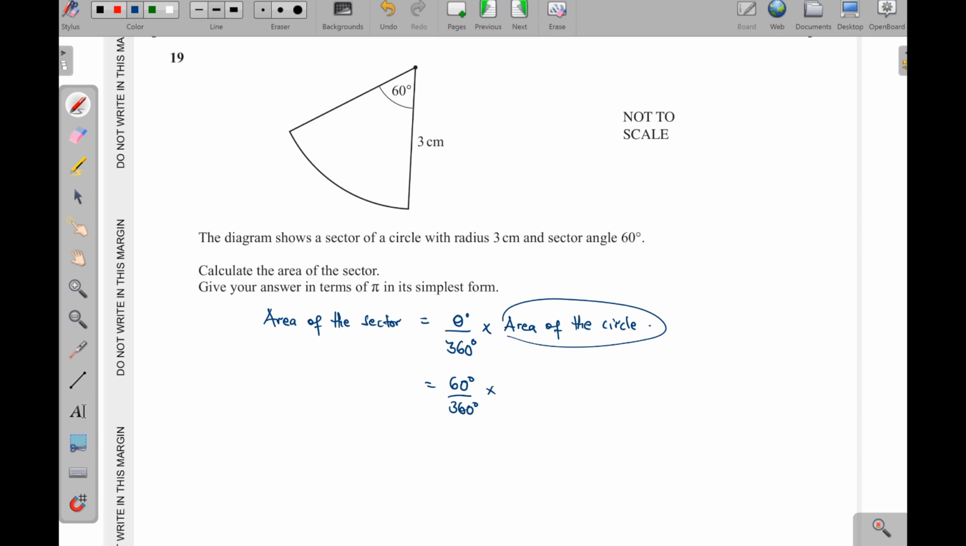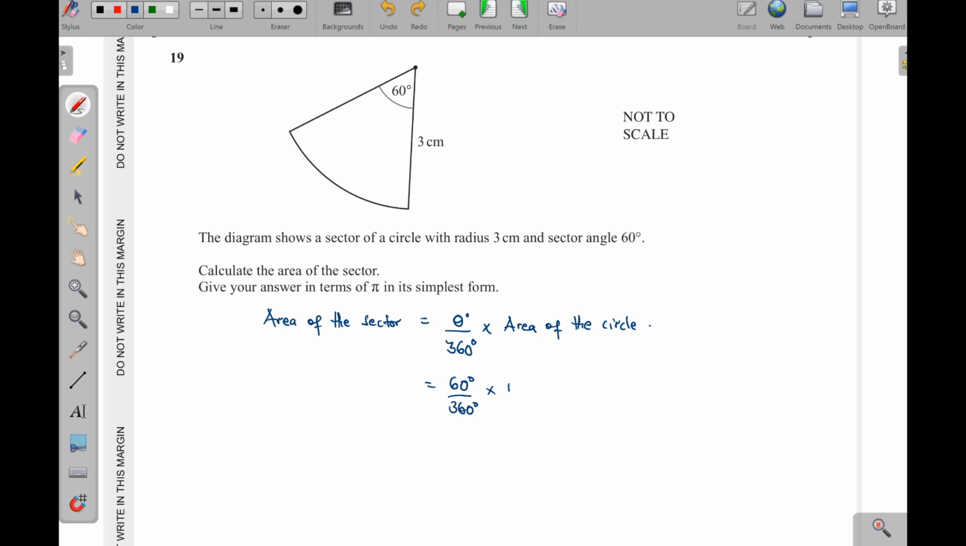Why are we multiplying by the area of the circle? A sector is a portion of the circle. So if they had asked us to find the length of the arc, then we would multiply by the expression for finding the length of a circumference, which is 2 pi r, right?